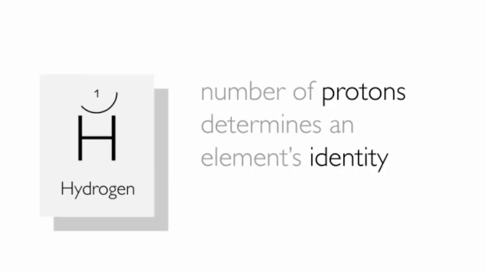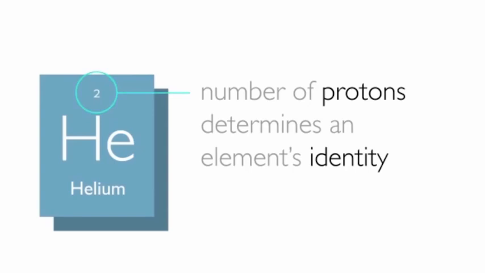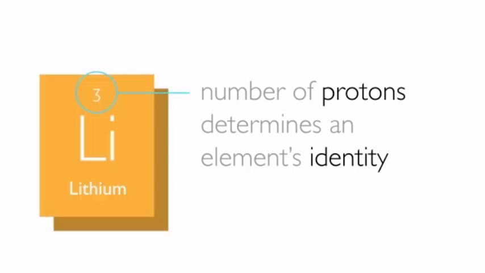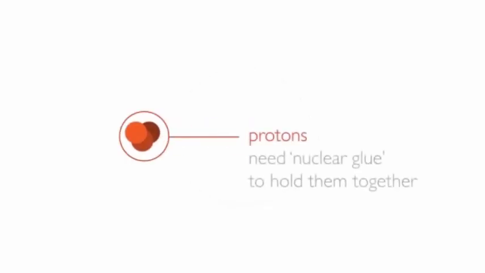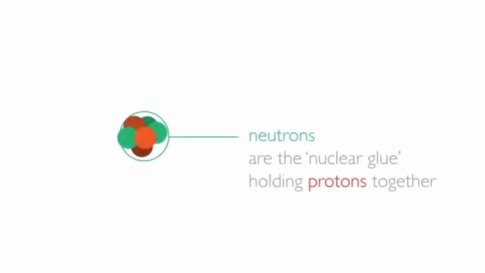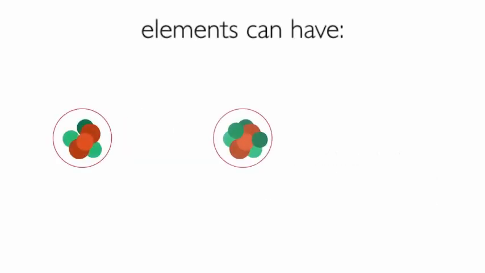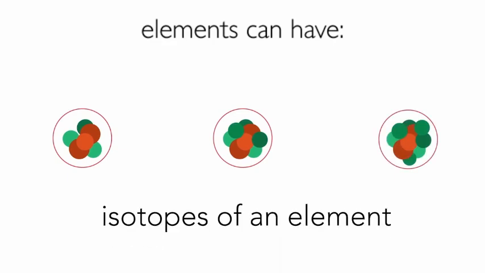This lesson looks at why some isotopes are radioactive. The identity and chemical properties of any atom are determined by the number of protons in its nucleus. As atoms get bigger and heavier, the nuclei get bigger and heavier, and the protons need a sort of nuclear glue to help hold them together. Neutrons provide this glue and prevent the positive charges of protons from repelling each other, thanks to something called the strong nuclear force. Elements can exist with slightly different numbers of neutrons, and we call these isotopes of an element.